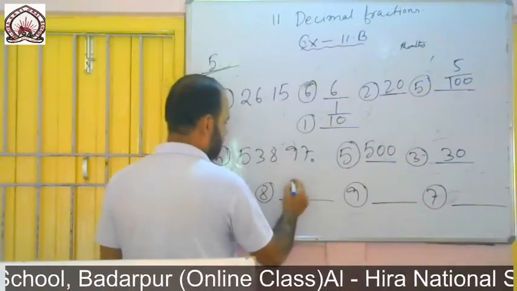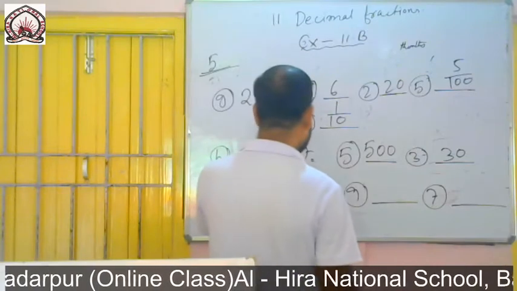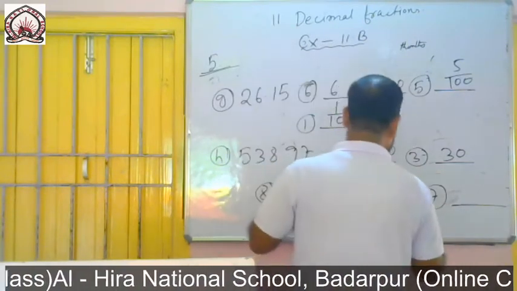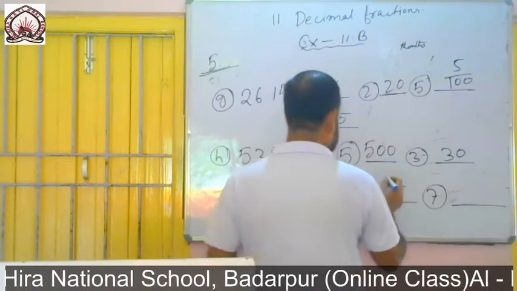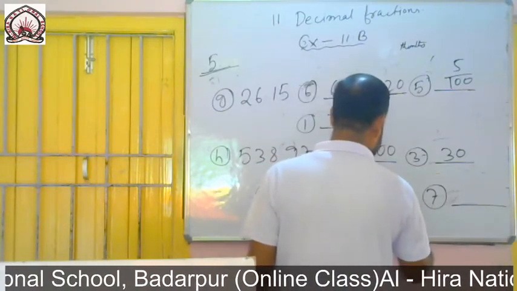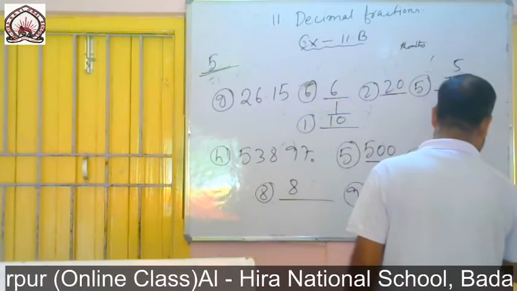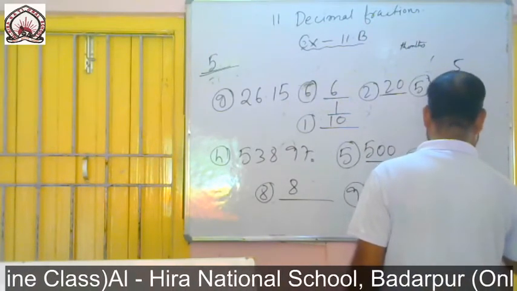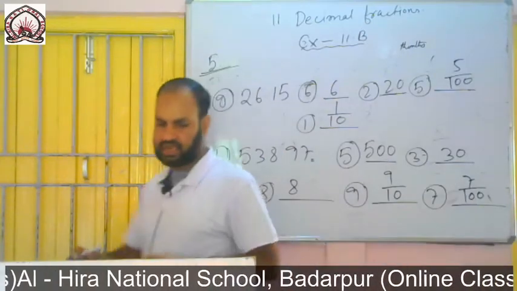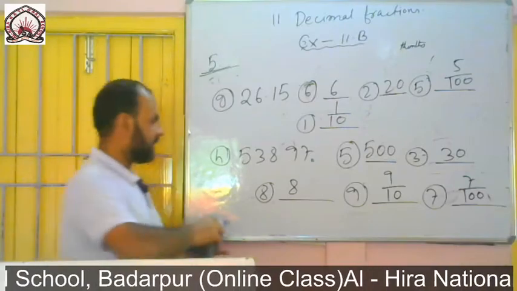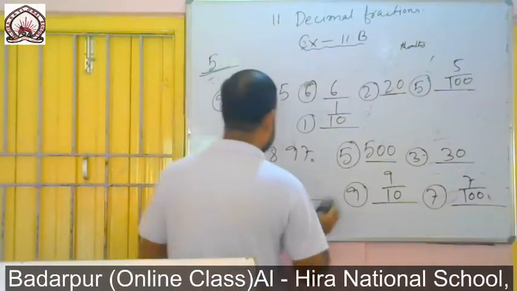So, after the point, 9 is in what place? It is the tenths place. That means the place value of this 9 is 9 by 10, and the place value of this 7 is 7 by 100. It is in the hundredths place, that means it is 7 by 100.